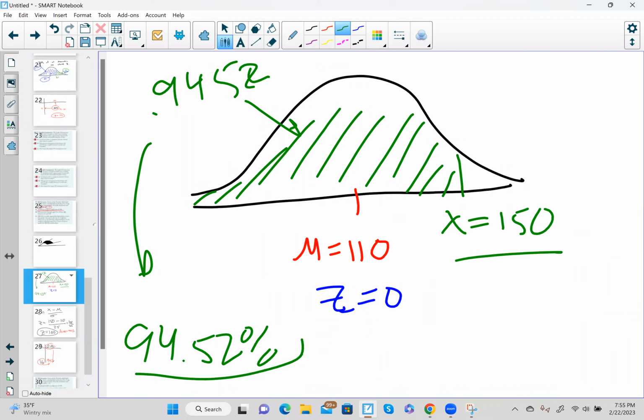94.52%. So this person's IQ score is higher than 94.52% of all other people who've taken the same test. Okay. Any questions or comments about that?